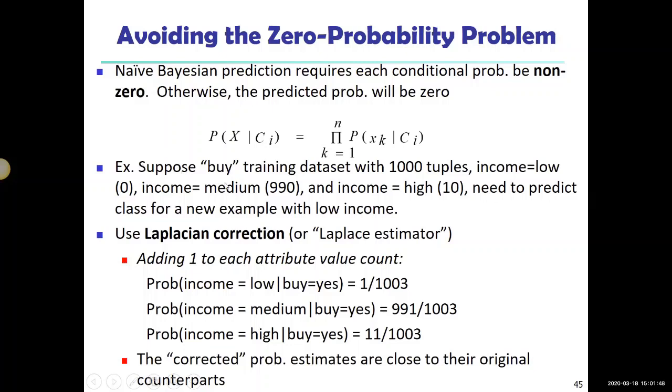Sorry, I changed from our previous example to illustrate this idea of being a very small probability. In this example, we can say that buying has 1,000 tuples. Most people are going to buy a computer. Not buying has 100 tuples. Okay, so buy is 1,000, not buy is 100.